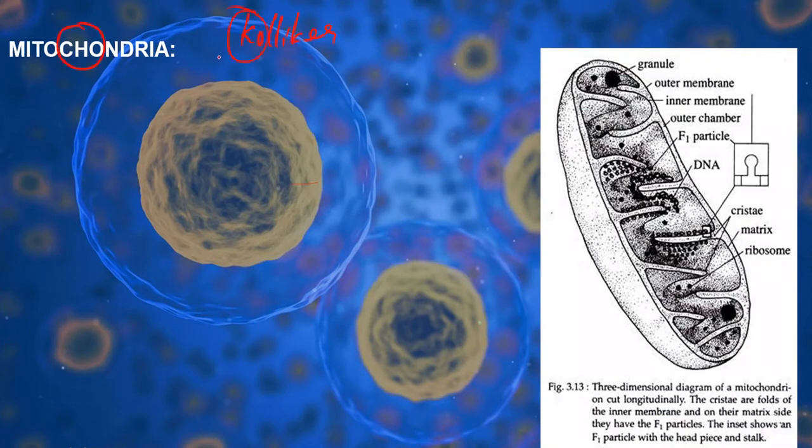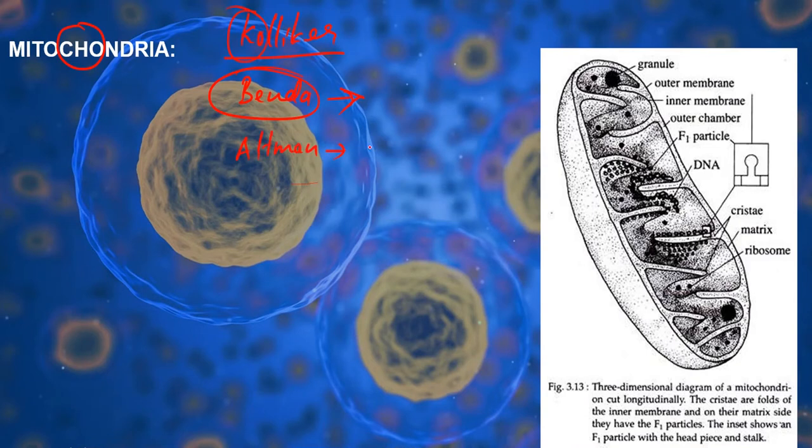Okay, so mitochondria was discovered by Kolliker. And another scientist who termed it "mitochondria" is Benda. Benda is the scientist who coined the term mitochondria. And there is another scientist whose name is Altman.